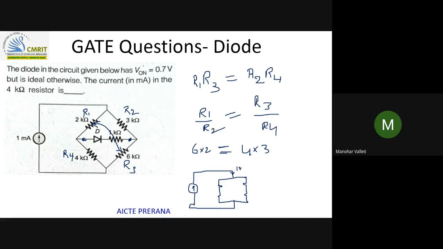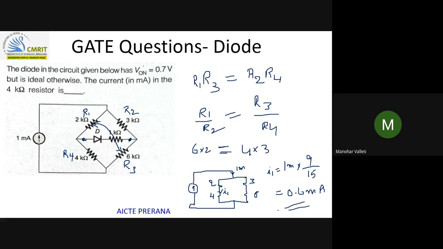So this is 1 milliampere. This is 3, 6, 2, 4. What you want? You want current here, right? This is I1. If you want I1, what is the current division rule? 1 milliampere multiplied by the opposite arm resistance. If I want the current in this arm, I will take the opposite arm resistance, which is 9, divided by the total resistance. 9 plus 6 is 15. That is the current division rule. So you will get 9 divided by 15, which is 0.6 milliamperes.